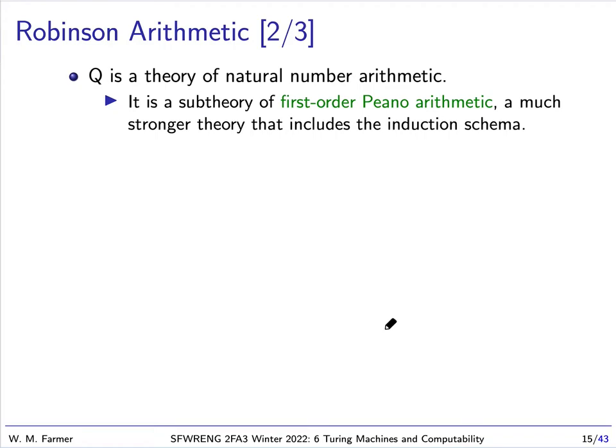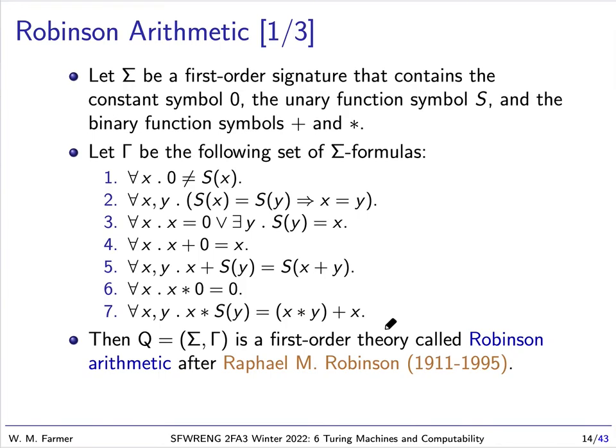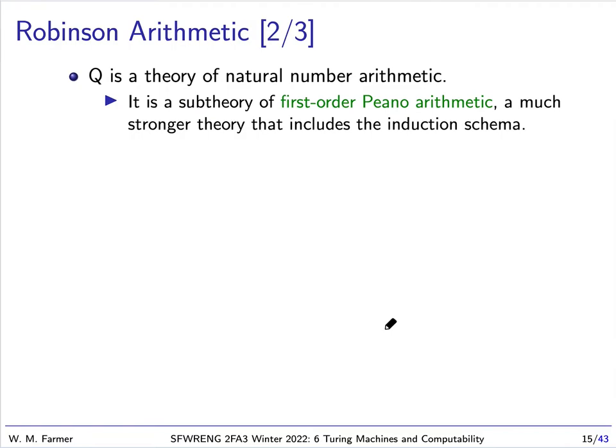Now, axiom 3 is used in place of the induction schema. So axiom 3 says that if you think of it as natural numbers, every natural number is either 0 or it's the successor of something. So this is a very weak replacement for the induction schema.